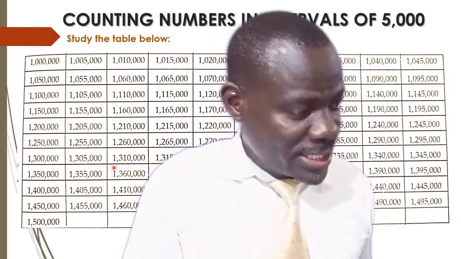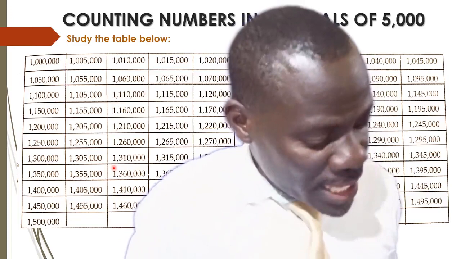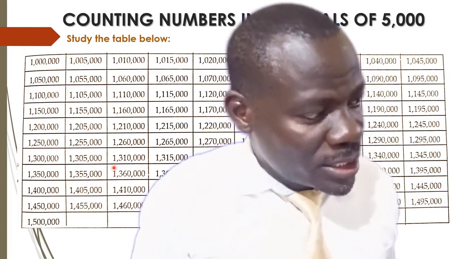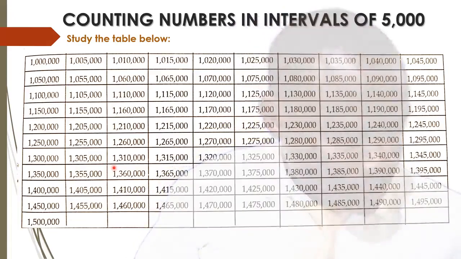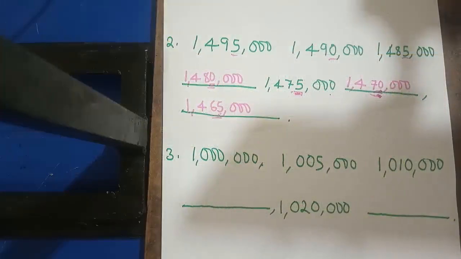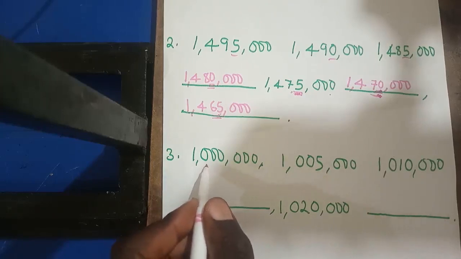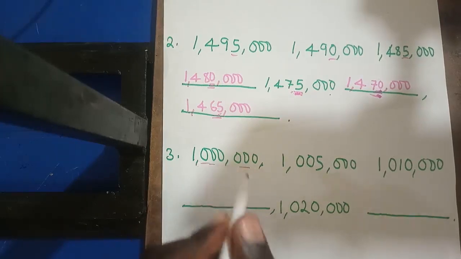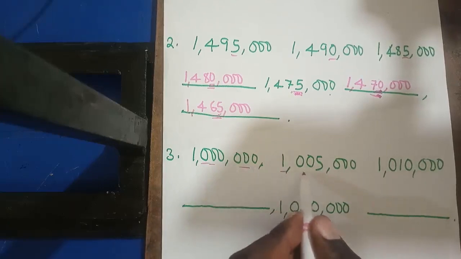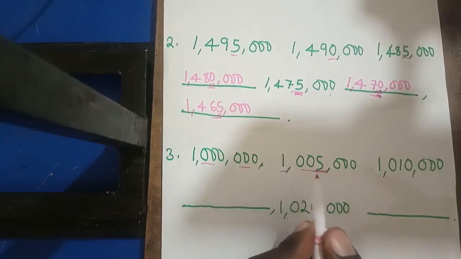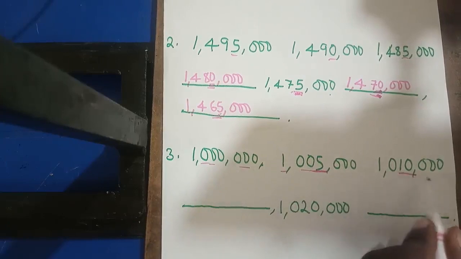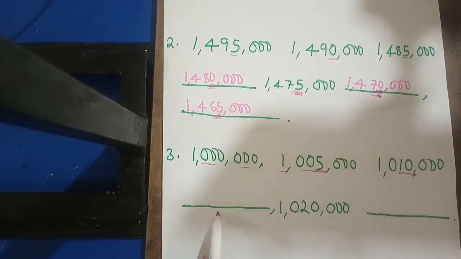Now let us look at the last example, the third example. In the last example that we have been given here, there is also a big figure. There is 1 million here. Remember? 1 million, then 1,005,000, then 1,010,000. Then there's a gap. Then we have 1,020,000. Then there's a gap.